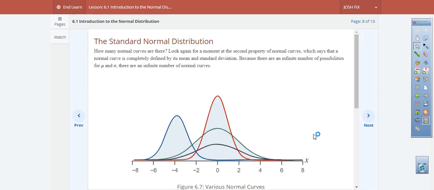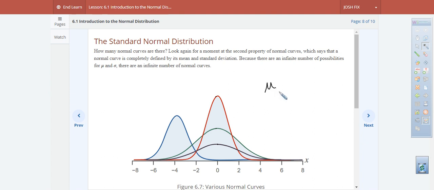Alright, so this slide's a really great slide because what it really does for us is help us understand what these standard scores do for us. The biggest thing to realize with this picture is that we have three different curves: black, green, and red. And in these situations our means are exactly the same.